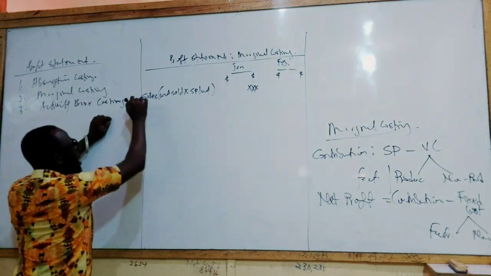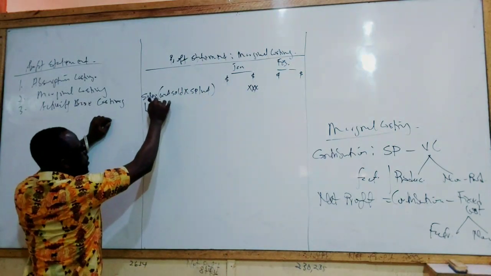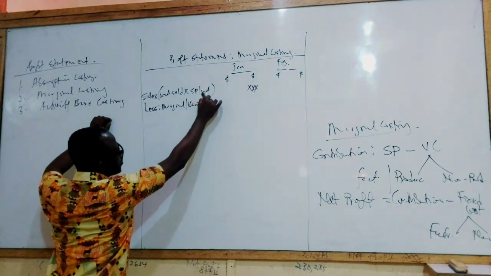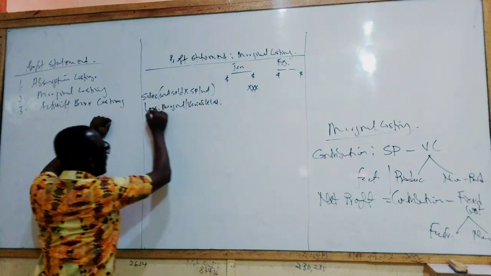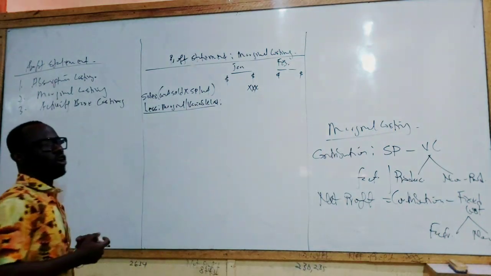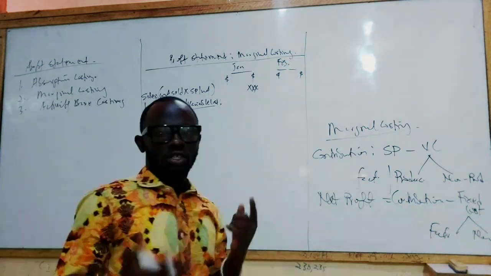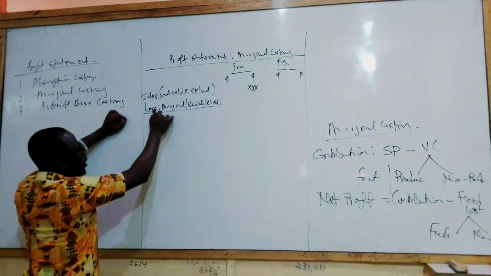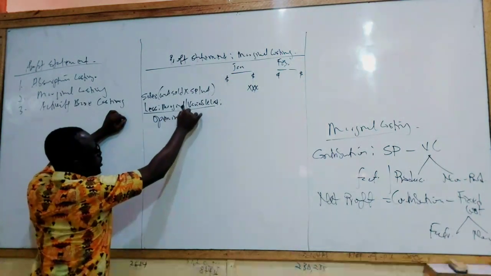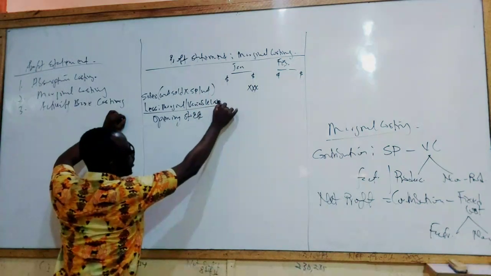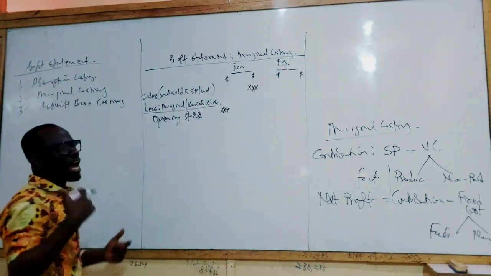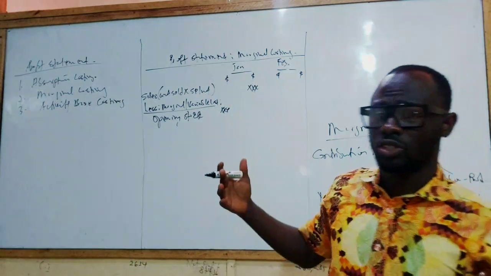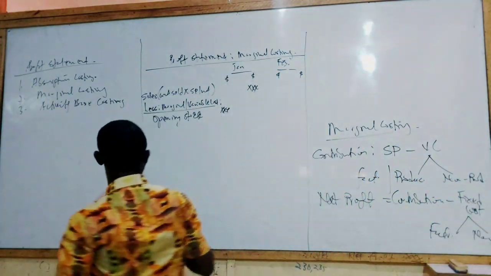Then we say less marginal or variable cost. Less marginal or variable cost. So what are the marginal or variable costs? Sometimes there could be an opening stock. If there is, we bring the value of the opening stock here. Normally at the first start, there may not be opening stock, but if there is opening stock in the question, boom, you've got to bring it.